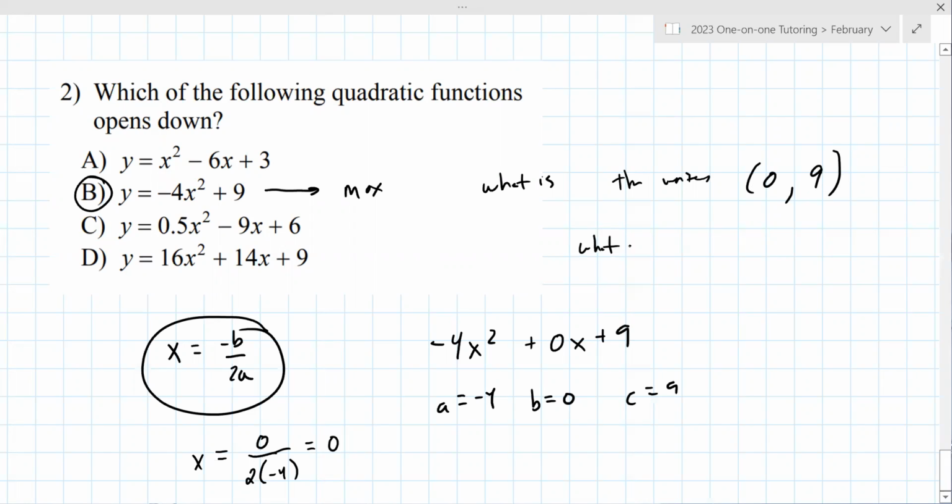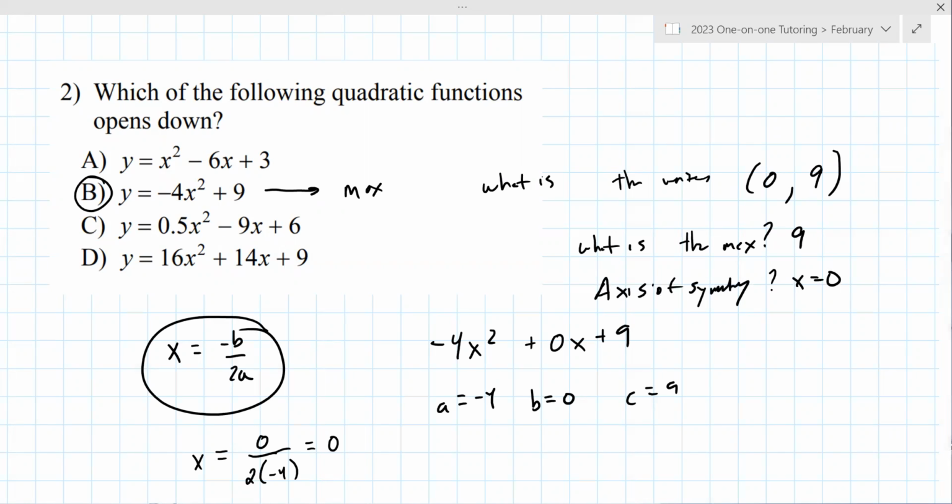What is the max? 9. Okay. How about the axis of symmetry? What is the axis of symmetry for this one? X equals 0. Good.